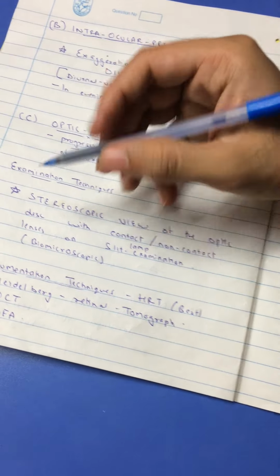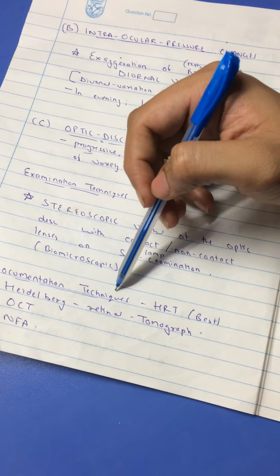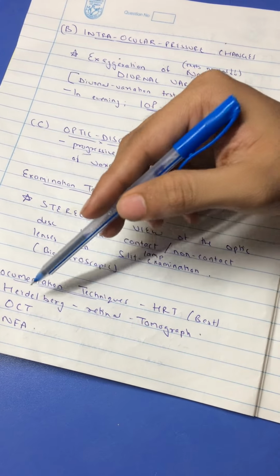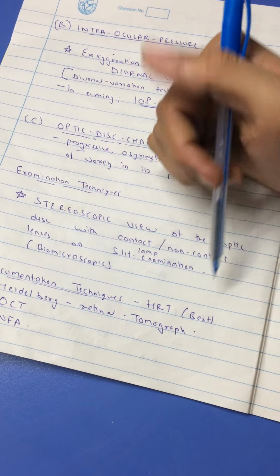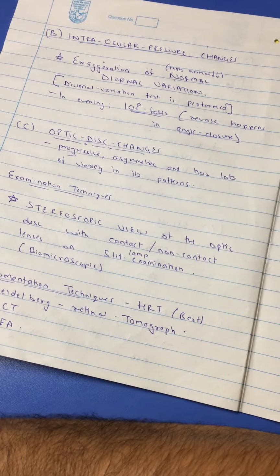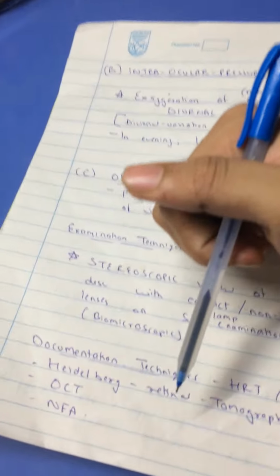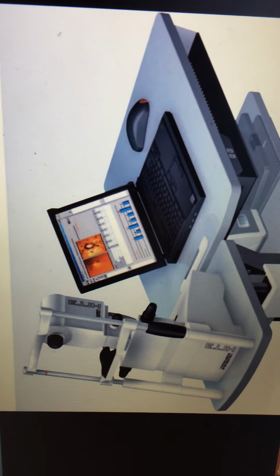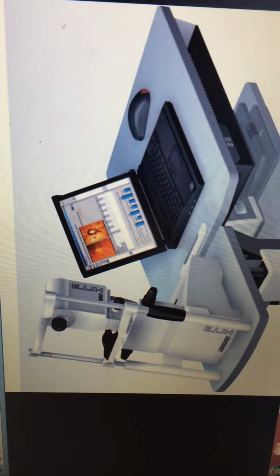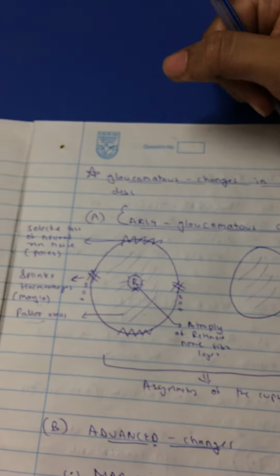Then we have the documentation technique, and here is the HRT, that's the Heidelberg retinal tomograph. I'll show you the picture. How does this look? As you can see over here, this is the Heidelberg retinal tomograph, and it is used for the documentation technique. So now we talk about the glaucomatous changes in the optic disc.